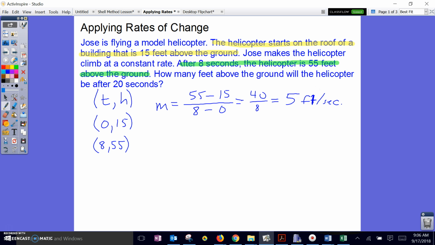Okay. Now we want to figure out how many feet above the ground the helicopter is going to be after 20 seconds. There are a couple of different ways we can do this. We can substitute 5 in, multiply it times 20, figure out how much he made it climb total, and then add that to the starting distance. That's probably the easiest way to approach this problem. We could multiply 5 times 12 and add that to how high the helicopter is after 8 seconds, since 12 more seconds will have elapsed. I'm going to do the first of these.